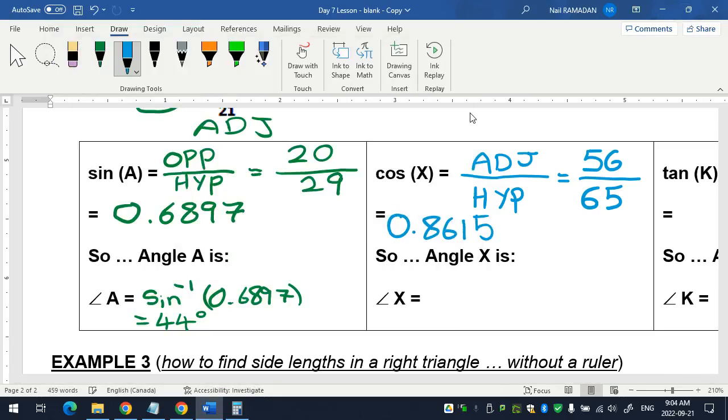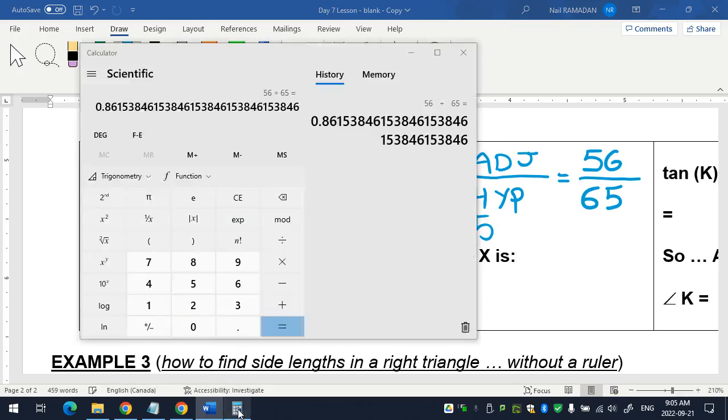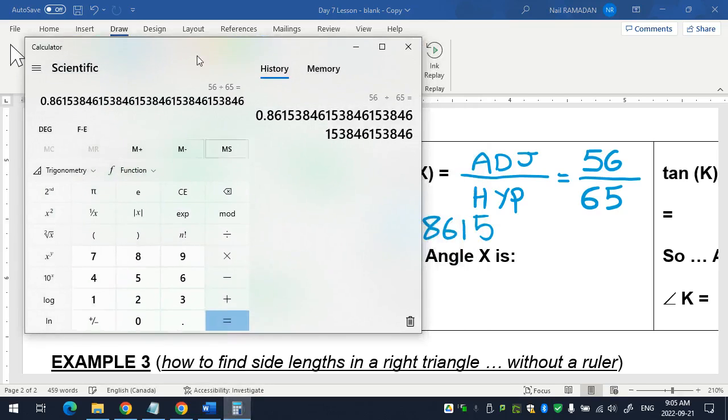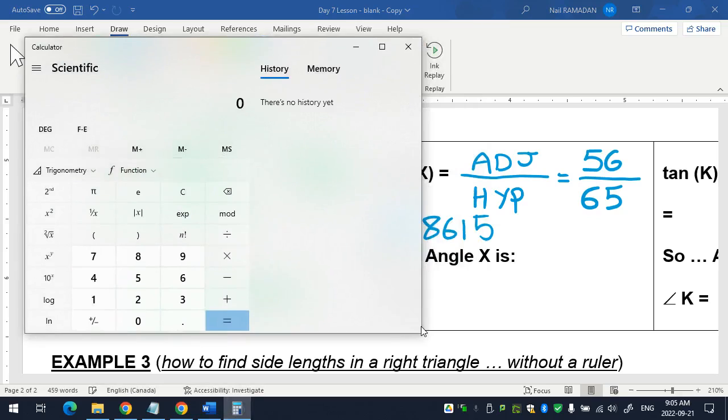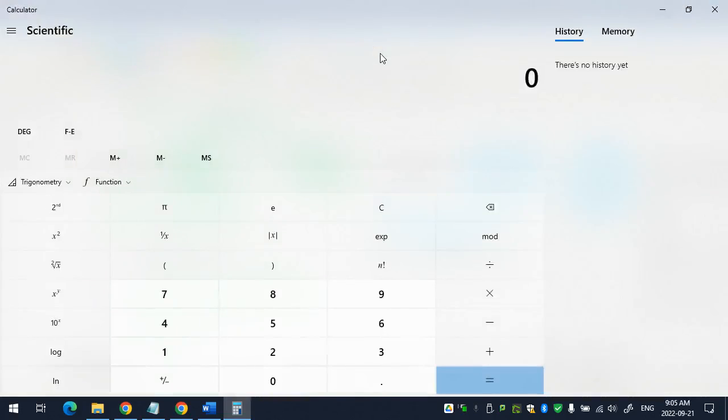0.8615. So what's my next step on my machine? Okay, what do I do first? How does my machine operate? What do I have to put in first? I have to put in the number. So 0.8, was it? Is it 81 or 86? 8615. And then where do I go? Tell me. So I have to go to which list?